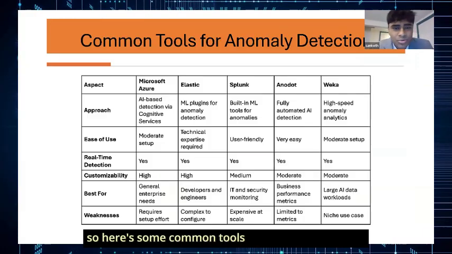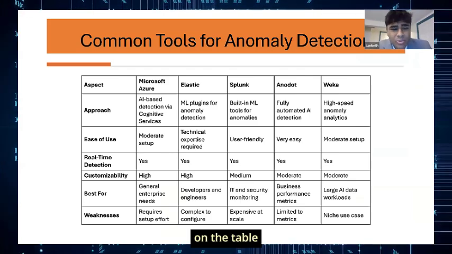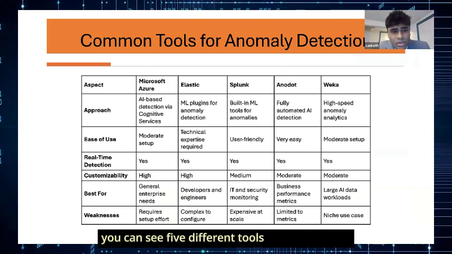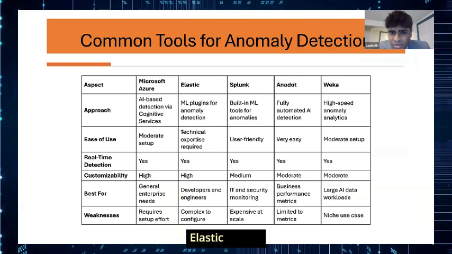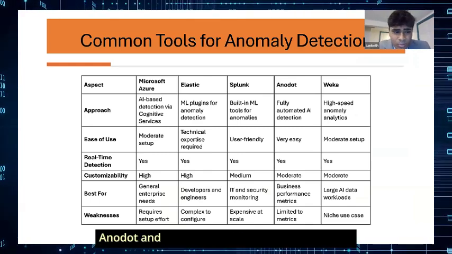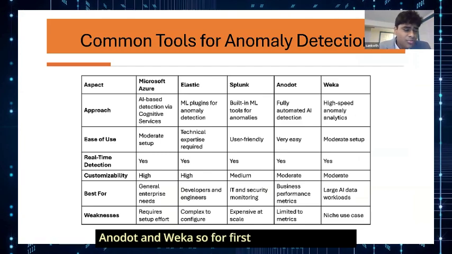So here are some common tools for anomaly detection. On the table, you can see 5 different tools: Microsoft Azure, Elastic, Splunk, Anodot, and Weka. So first of all, the approach.